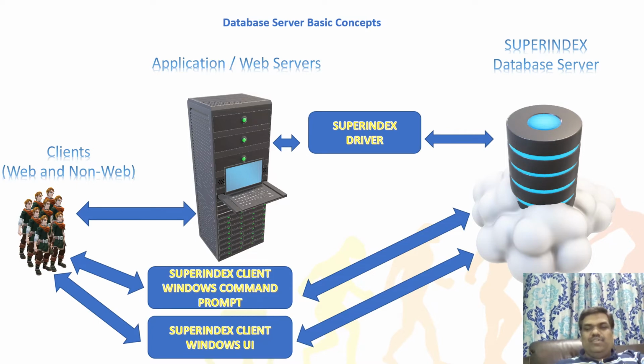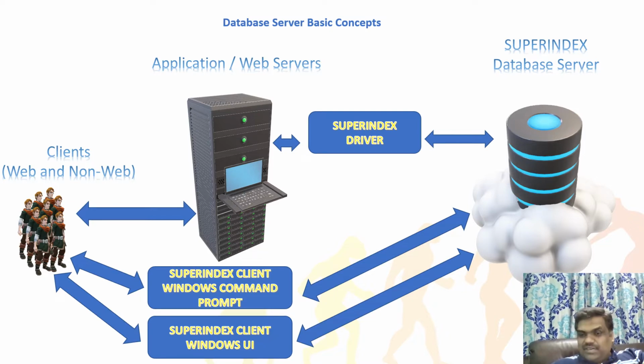Okay, now we will connect all our elements in the real-time world. This is a SuperIndex DB's model, but usually if you go to any databases, this will be pretty much equal. Application server, web server, they need to connect to the database server. That connection mechanism is called, in the Java world, JDBC, Java Database Connectivity.